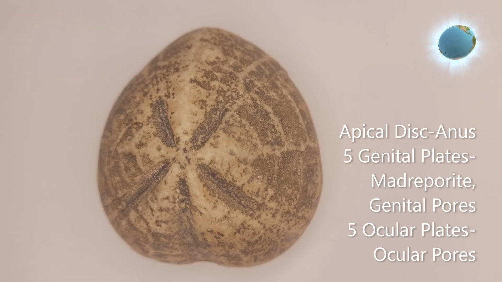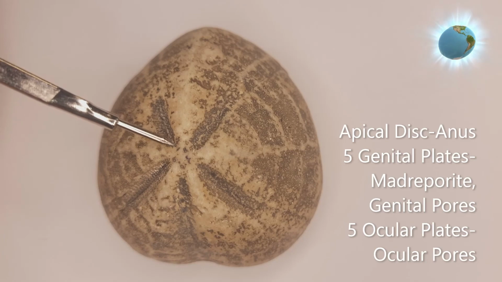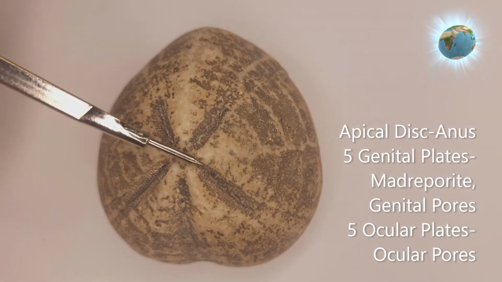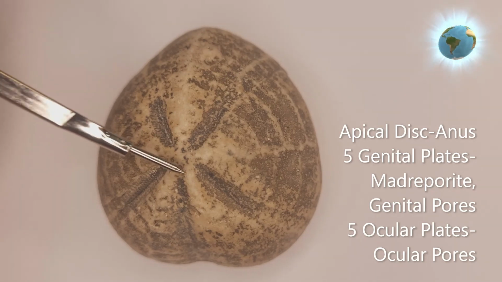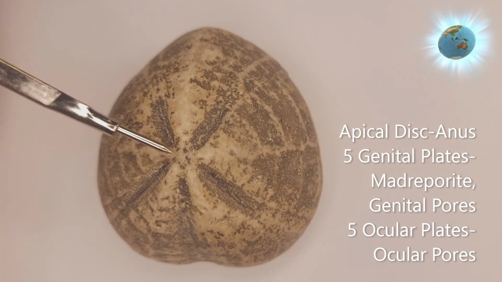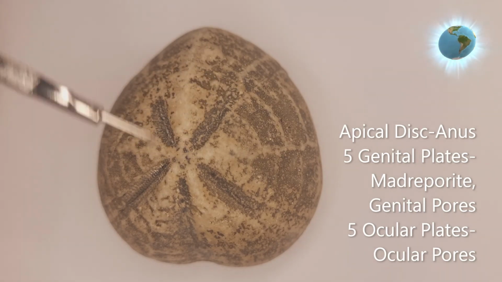So these are the 5 genital plates. In alternate position to the genital plates, there will be triangular ocular plates. They are also 5 in number. So ocular plates will be positioned here, here, here, here, and here, because from the ocular plates these depression areas start here.